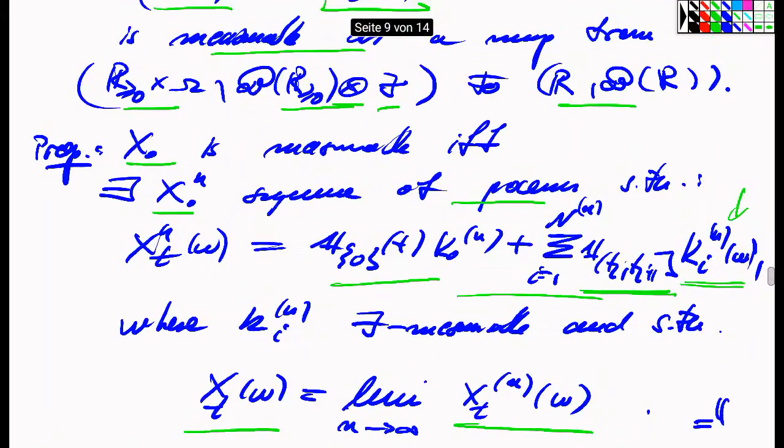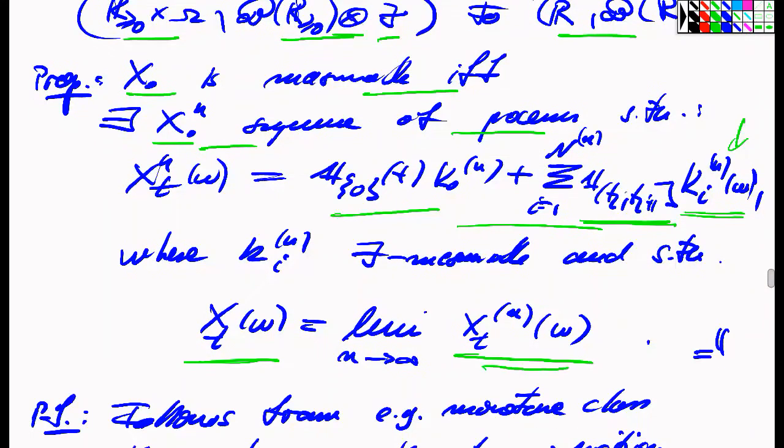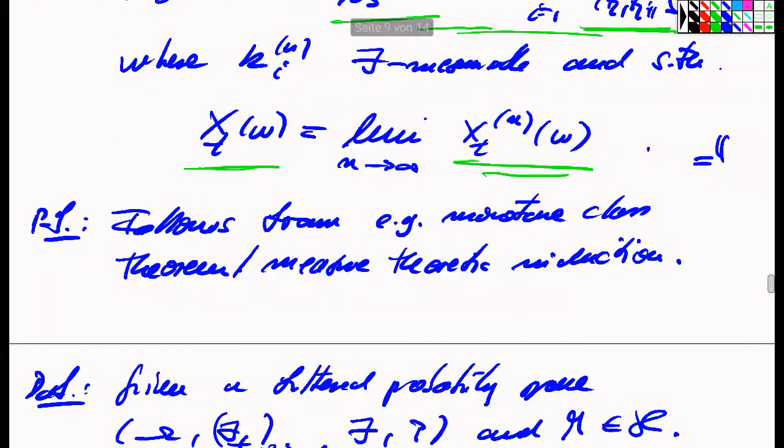So let me say it again. A process is measurable if and only if we can find a sequence of pointwise approximations. So a stochastic process is measurable in the just defined sense if and only if we can find a sequence of piecewise constant functions which approximate the given process pointwise, where a piecewise constant function here is to be understood as a piecewise in time constant function. This statement follows from a monotone class theorem or simple measure theoretic induction.